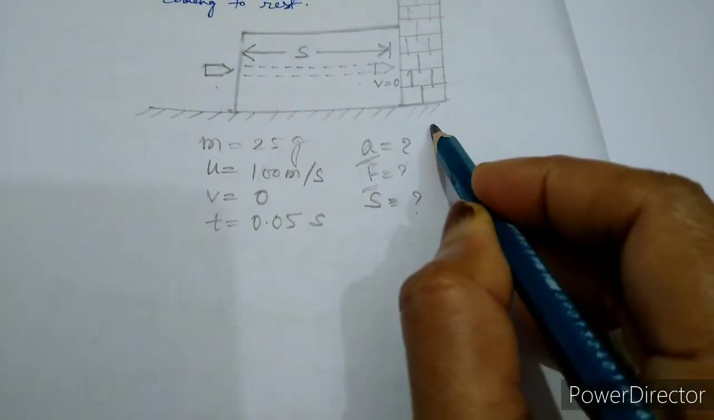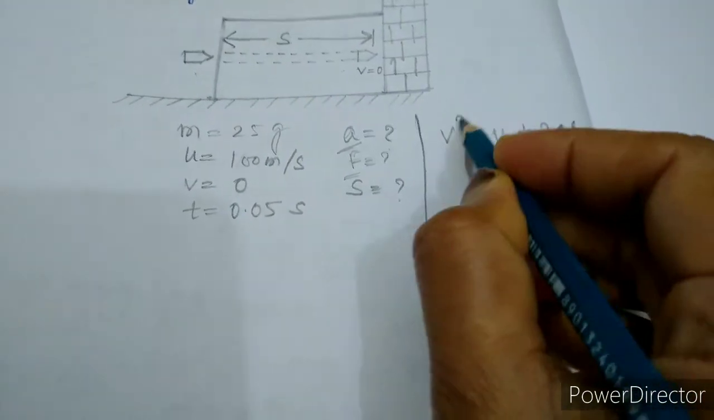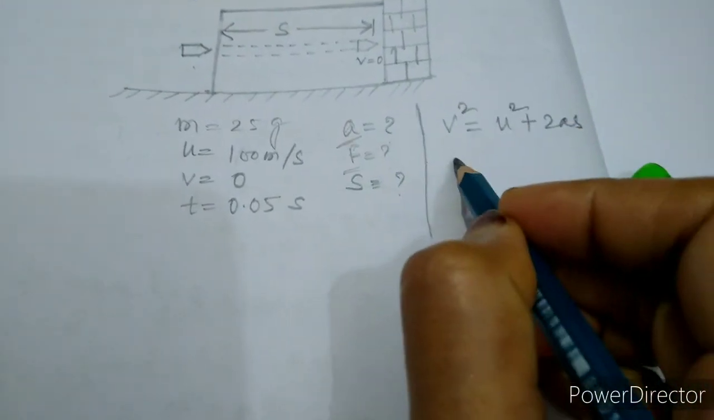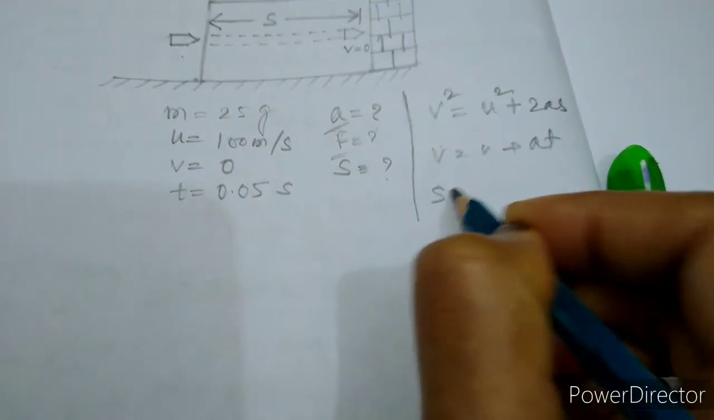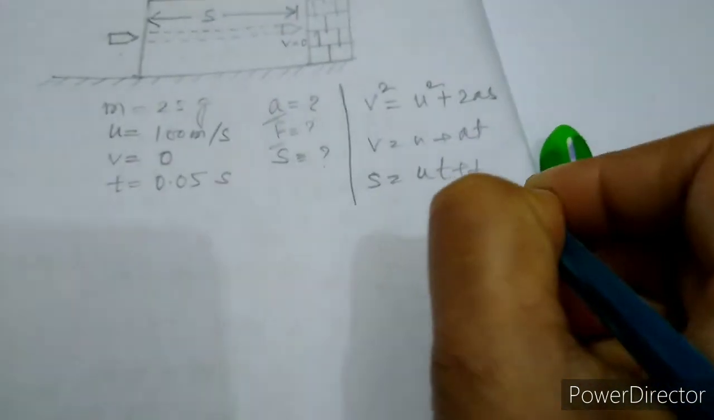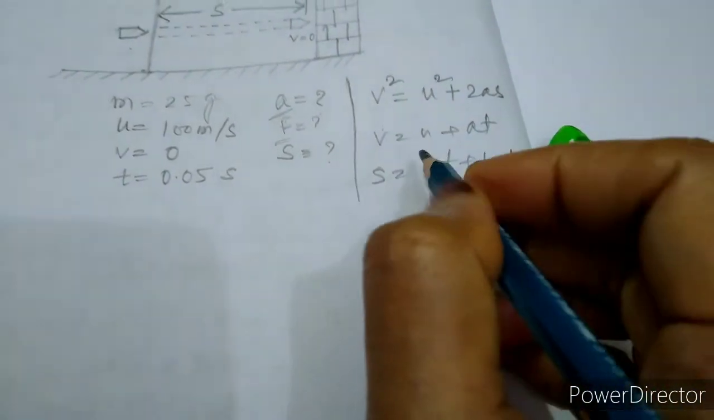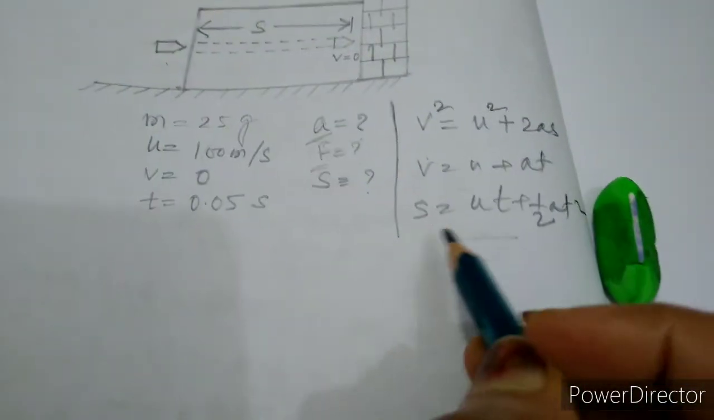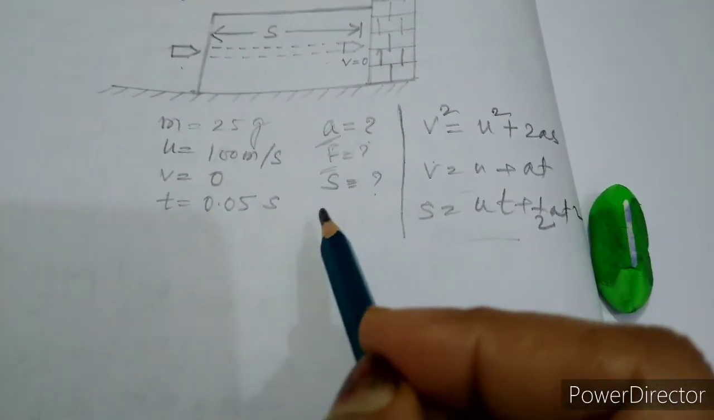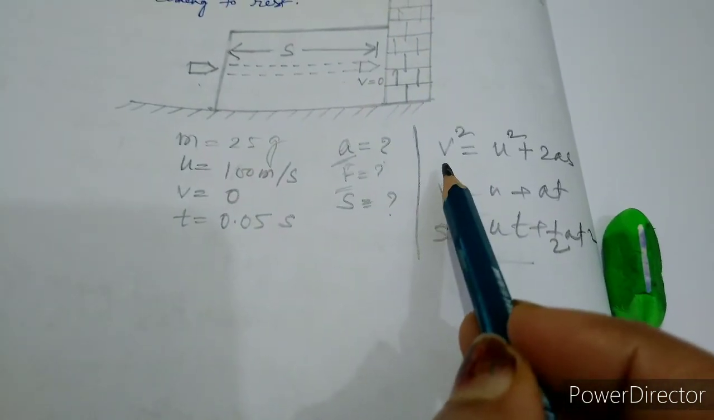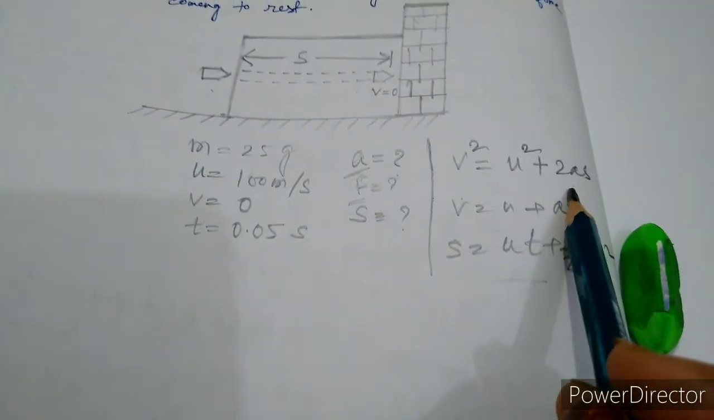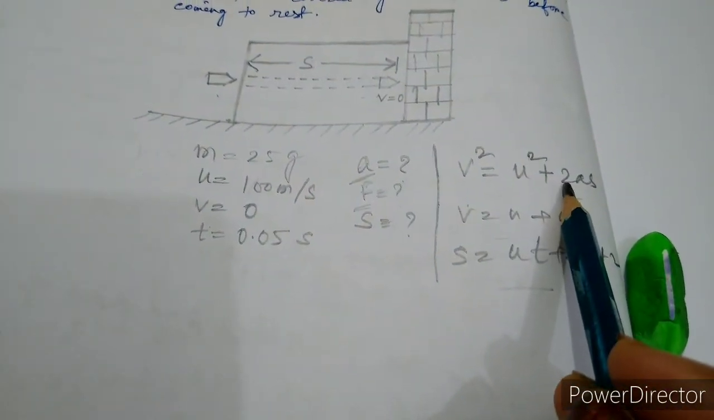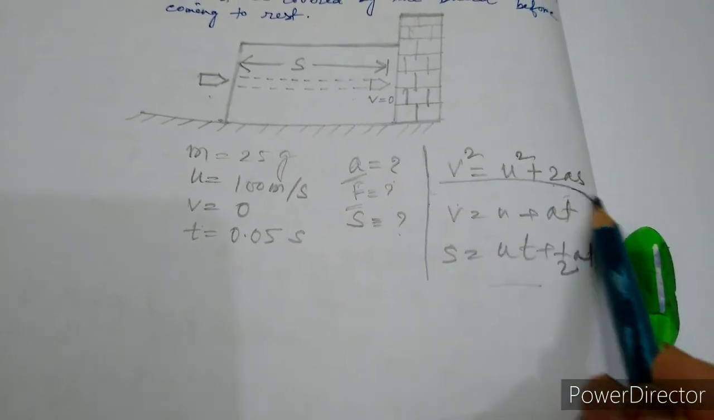Now again come to the formulas of the equations of motion. What are the formulas of the equations of motion? First one is v square is equal to u square plus 2as. Second, v is equal to u plus at, and s is equal to ut plus half at square. This is the second equation, this is first and this is third. So which formula is applicable? See, for the first formula, v and u you have, but s you don't have and a also not. So you cannot use this formula.